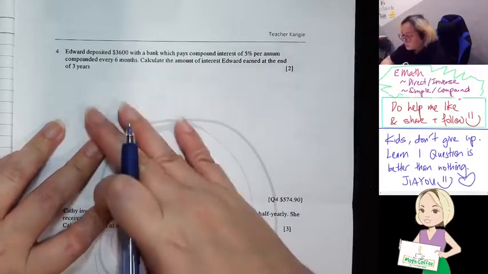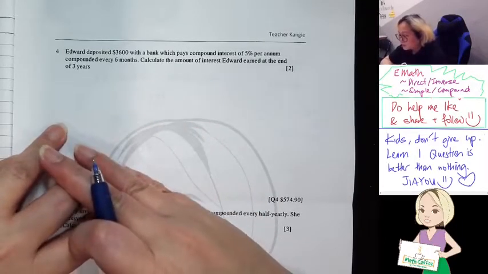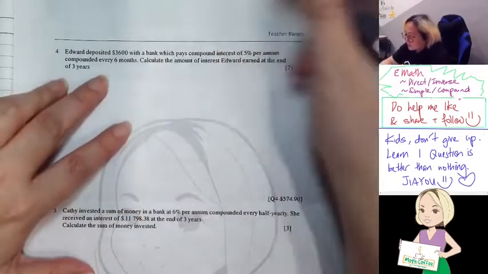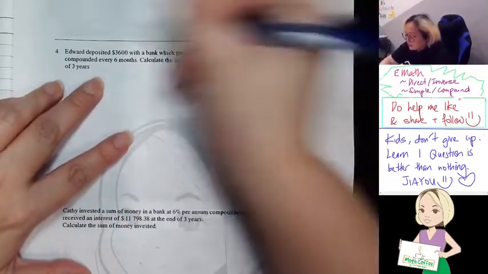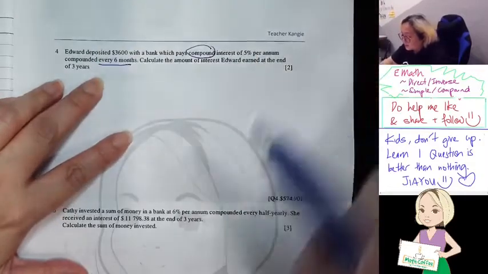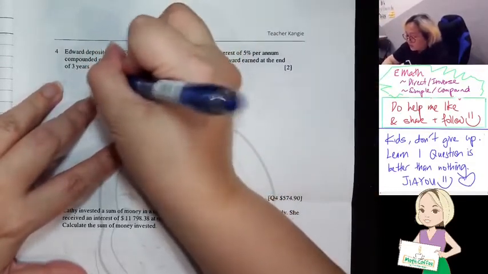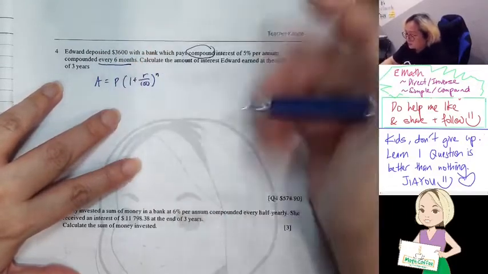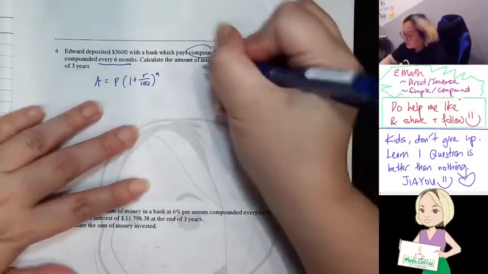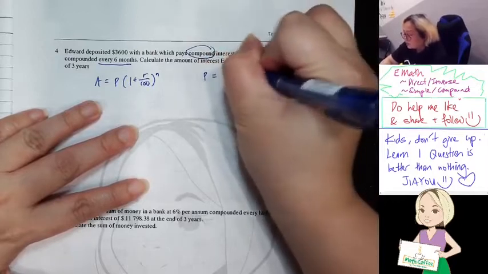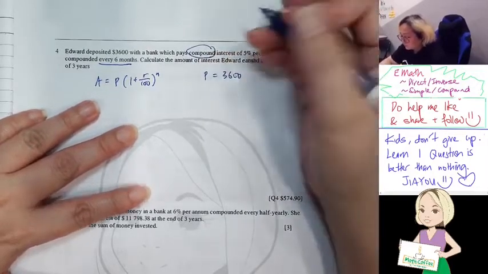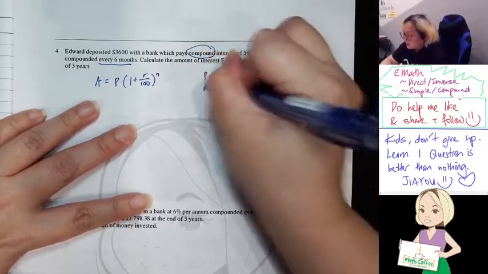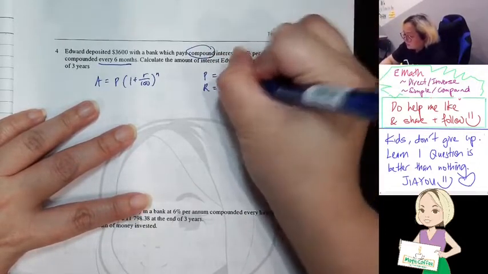The R and the N is always the common thing that students get confused. First is compound, and they say it's compound every 6 months. So that's a keyword. So use the formula A equals P (1 plus r over 100) to the power of n. At the side, let's find out all the values first. My P is 3,600. My big R is 5% per annum, so it's 5.